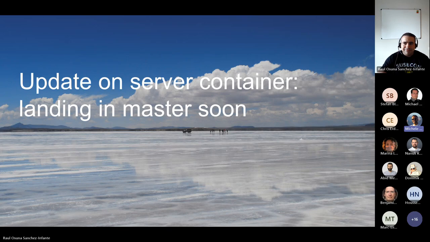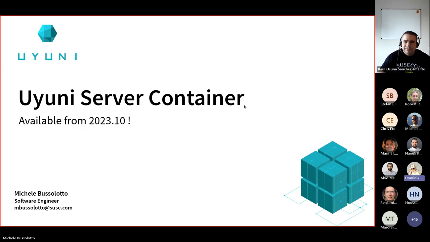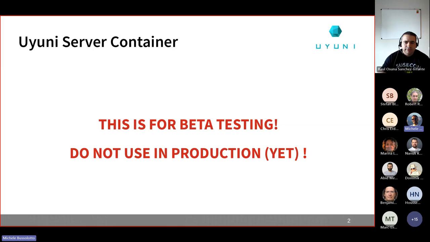Okay, thanks, Raul. Hi, everybody. So I guess you can see the slide, right? Yes. Okay, great. As already mentioned by Raul, we finally released the changes that we have for the uyuni server container in master. So that will be available from the 2023.10 uyuni version. It's something that we already presented at the previous community hours, but we finally think that the changes are mature enough to share, also for receiving any other feedback. But please, disclaimer, remember that this is just for beta testing. Do not use it in production yet. There are some limits that I'm going to explain at the end. But feel free to use it in a test environment.